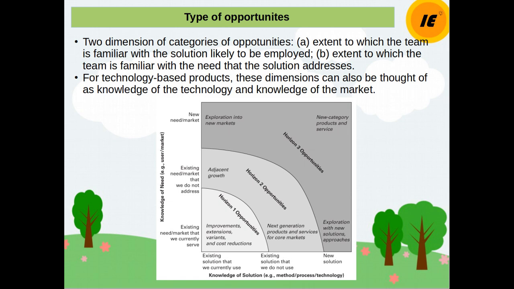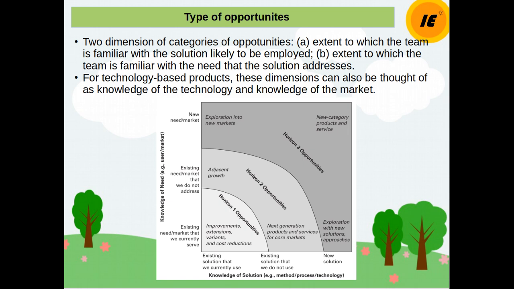So here, for example, let me give you a more context. For technology based products, these dimensions can also be thought of as knowledge of the technology and knowledge of the market. So here you can see in the XY plot, in the x-axis we have knowledge of the solution, which can be thought of as a method or some process or some technology, and in the y-axis we have knowledge of the need. That means knowledge about the customer, users, or maybe the market.